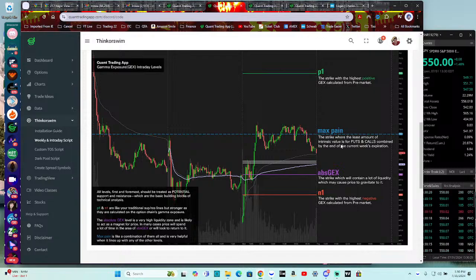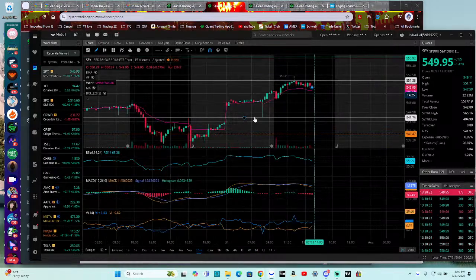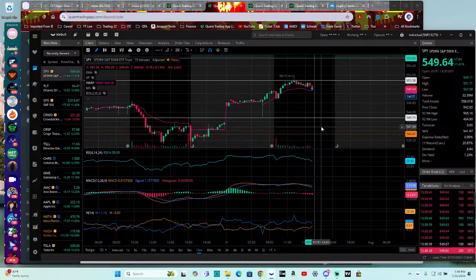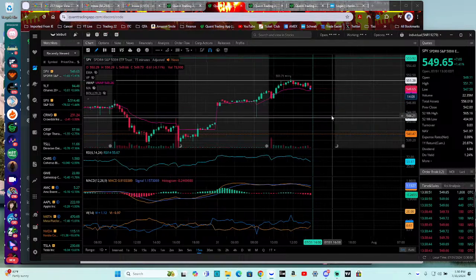So I like to read this every time I see it because it's good practice for me. The max pain is the strike where the least amount of intrinsic value is for puts and calls combined by the end of the current week's expiration, right? This is not a plan that we are definitely going to hit max pain. A lot of people, when max pain first started catching momentum, were like, oh, the goal is max pain. Not necessarily. It's just a value that you can use along with the other data points that are there. Does that make sense? So it's not particularly a goal, but it's something to incorporate in your trade planning.